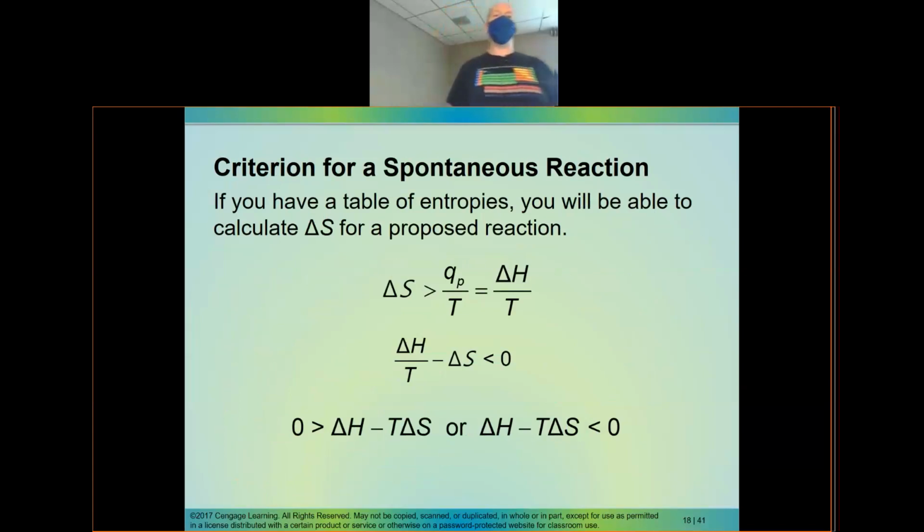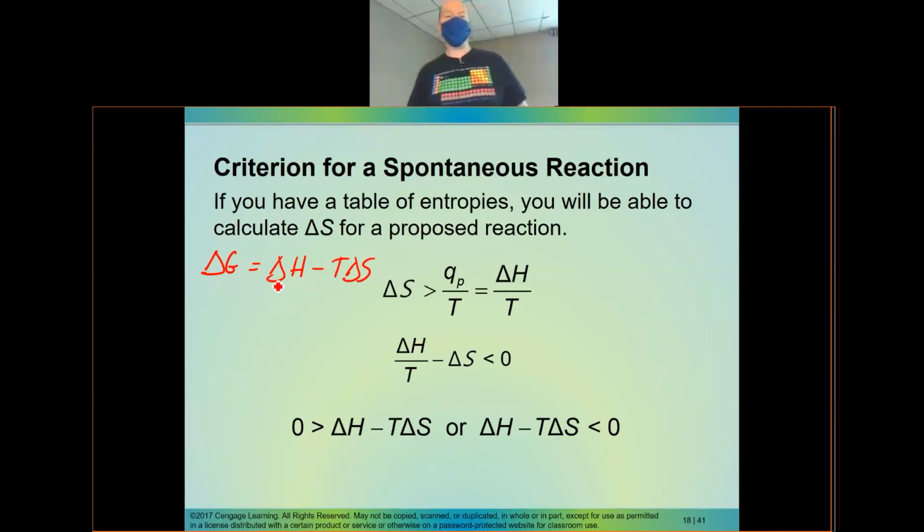All right, so now we're going to calculate whether a reaction is spontaneous or not. So the equation, a very, very, very important equation, is your delta G is equal to your delta H minus T delta S. And so when your delta H minus T delta S is less than 0, that means delta G is negative. If delta G is negative, then you are spontaneous.